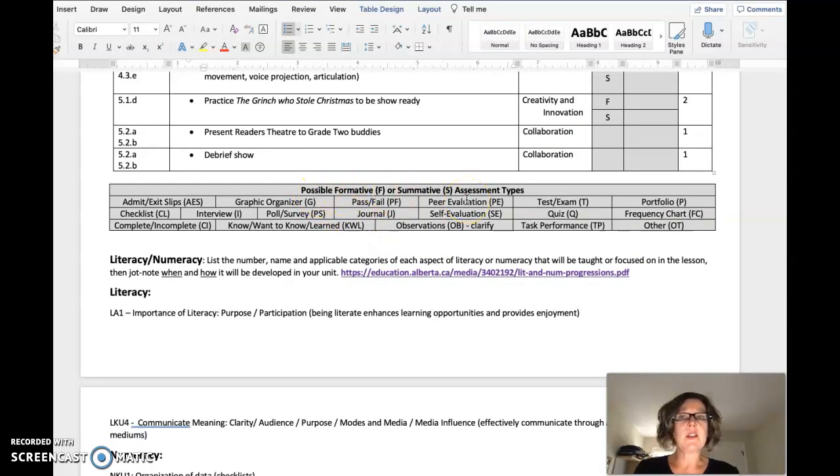These are, and these are again not required this year, but these are possible assessment types that you may use to actually assess where students are at. But don't worry about those yet, but we wanted to leave them on so that you can see them.